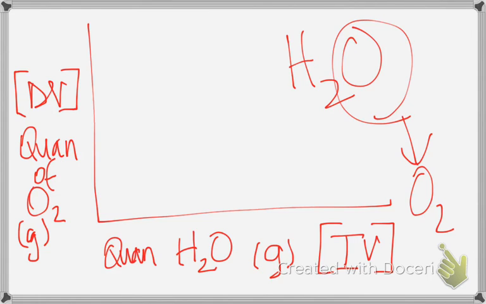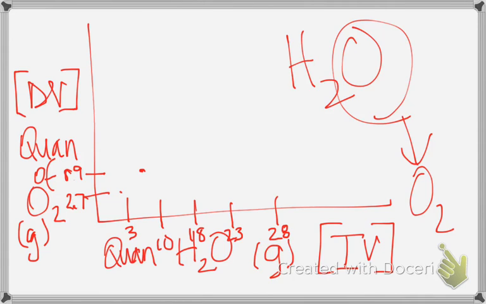And the big problems that I see with students are messing up the dependent and independent variables and with scaling. You absolutely do not want to do this: 3, 10, 18, 23, 28, and over here, 2.7, 8.9, because what's going to happen is that you plot your points and you get a totally straight line. If you only plot the points, that's absolutely wrong.